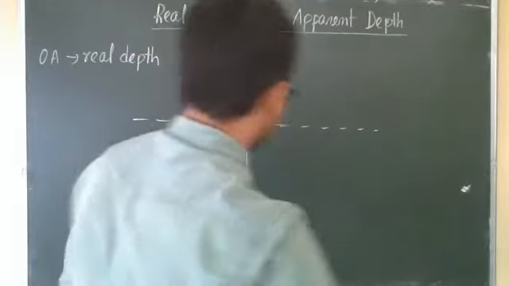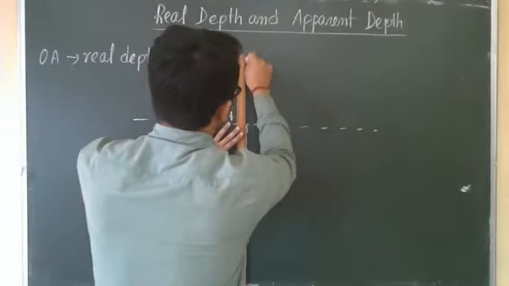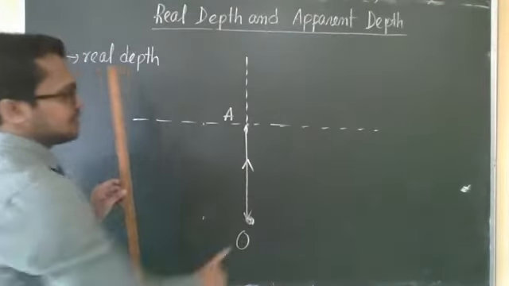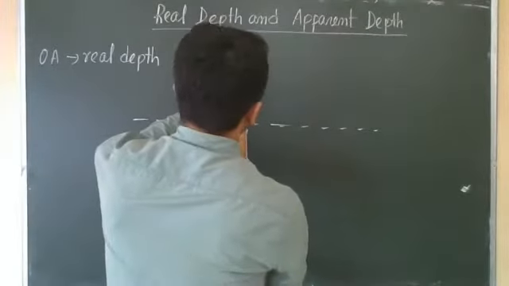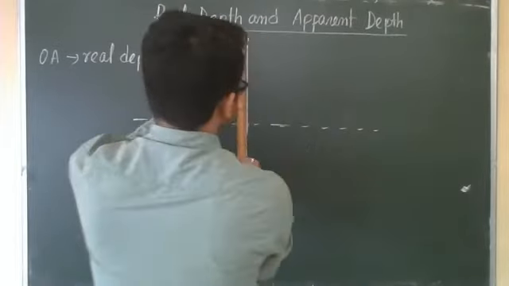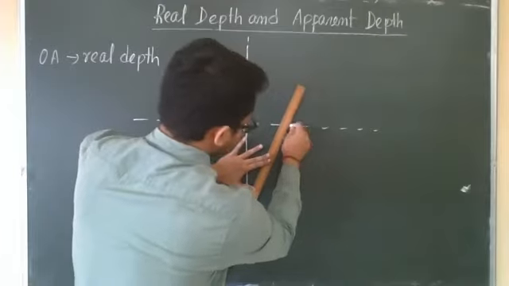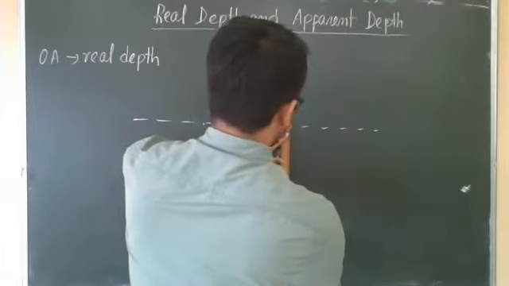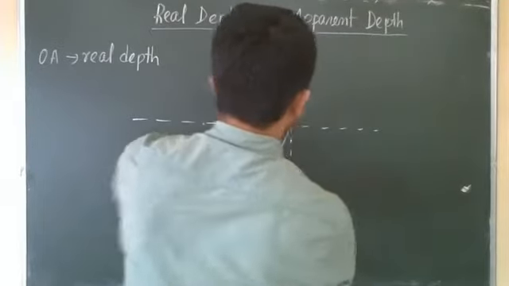Now, how to draw? First of all, draw the normal. This is the normal. One ray is going along the normal, so it will go undeviated. You all know. Clear? Another ray we are taking at some angle. This is another ray. Always draw the normal at the point of incidence. That I always emphasize.